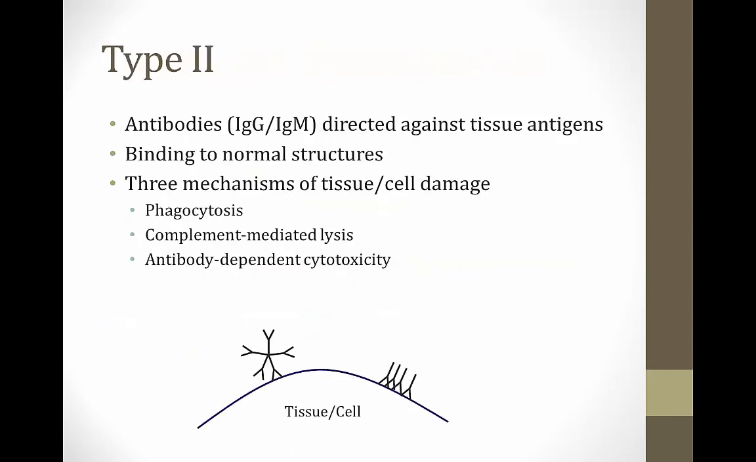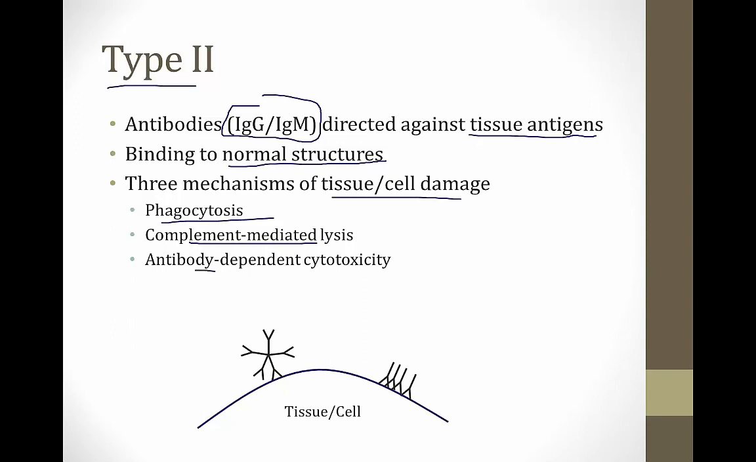Moving ahead, let's talk about the type 2 hypersensitivity reactions, and these are autoimmune disorders where antibodies attack our own cells or tissues. In type 2 hypersensitivity reactions, antibodies like IgG and IgM are directed against our own tissue antigens. They bind to and cause damage of normal structures in the body. There are three mechanisms by which these antibodies cause tissue and cell damage. This can be through phagocytosis, through complement-mediated lysis, or through antibody-dependent cytotoxicity.